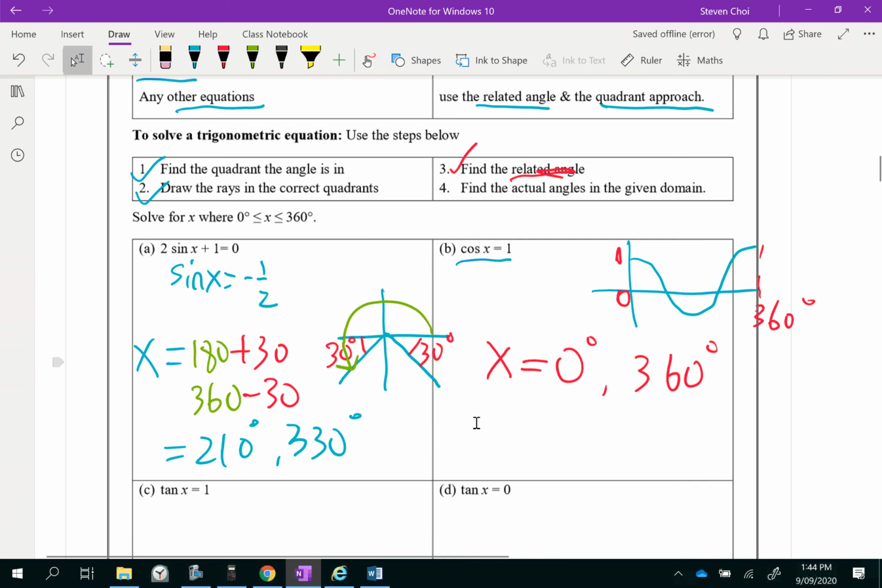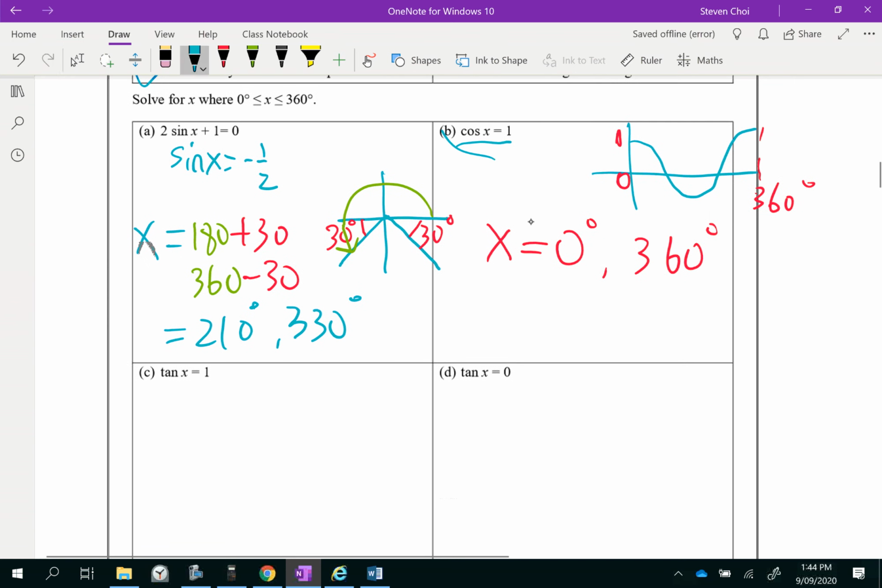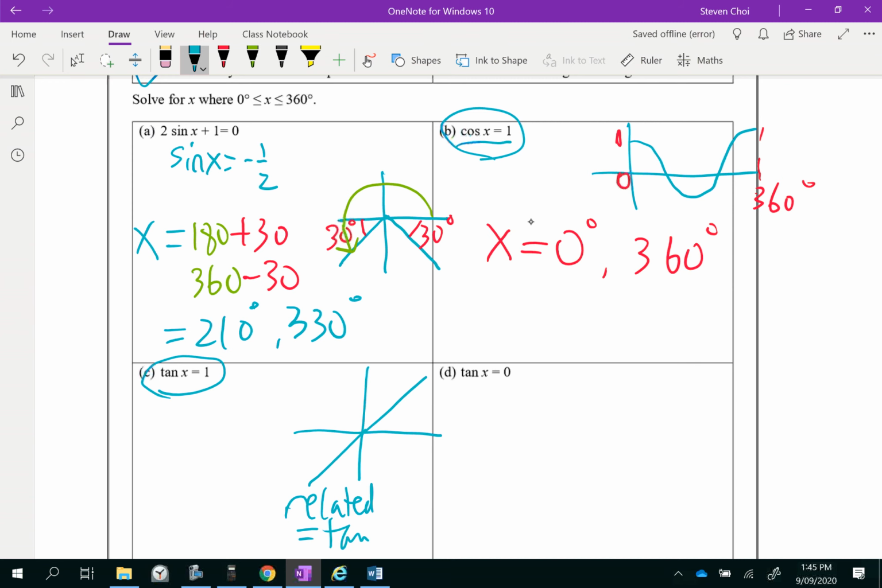All right, good. Now be careful, if it's tan x equal to 1, you don't draw the graph. So these two are different. So tan x equal to 1, you still have to use the quadrant. So you look at the first quadrant and the third quadrant. And then you find the related angle. That's equal to tan inverse of 1.